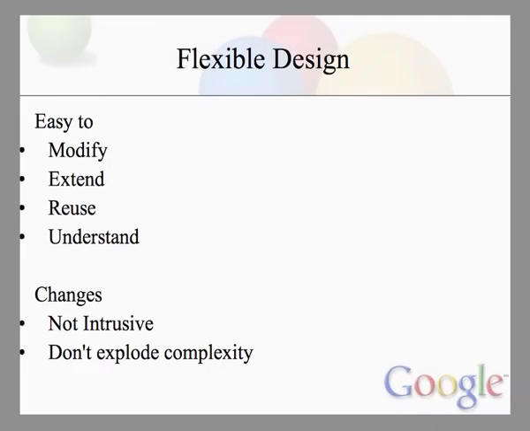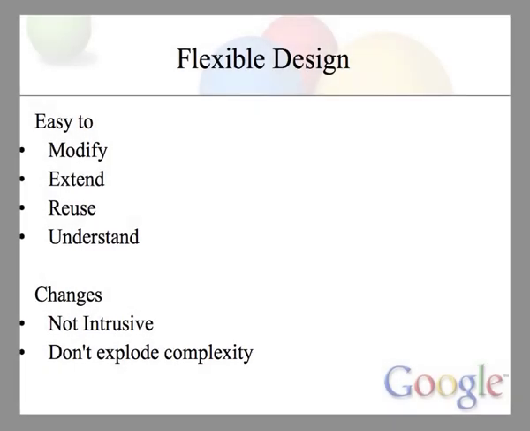Okay, so just to quickly define some terms, when we're talking about flexible design here, we're talking about code that's easy to modify and extend. Pieces of behavior in the code you want to be able to reuse elsewhere, and in order to extend your system easily, you need to be able to understand it. When you make changes in the system, you don't want those changes to be intrusive changes, and as you expand the system, you don't want to explode complexity.